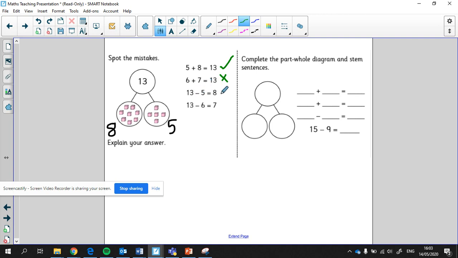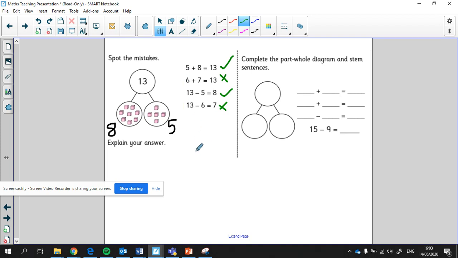13 take away 5 is 8. I agree, they've got the whole here and then the 2 parts. And this one, they haven't used the same numbers. So what we're looking at today is using the same numbers.